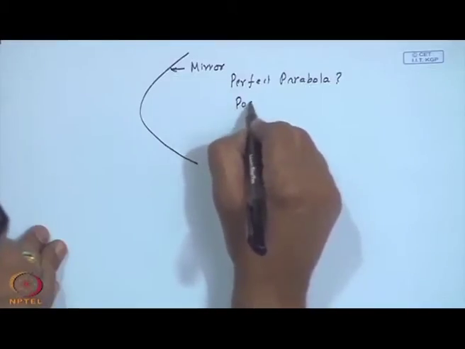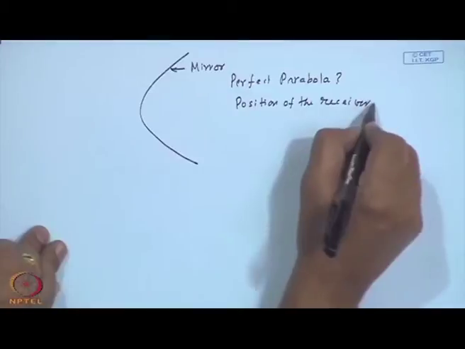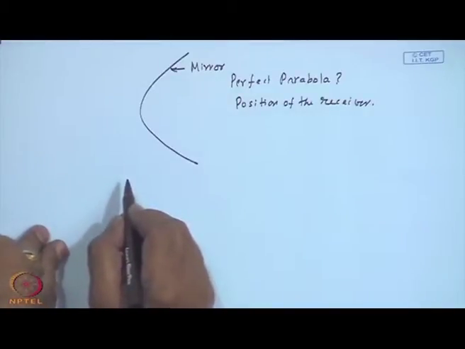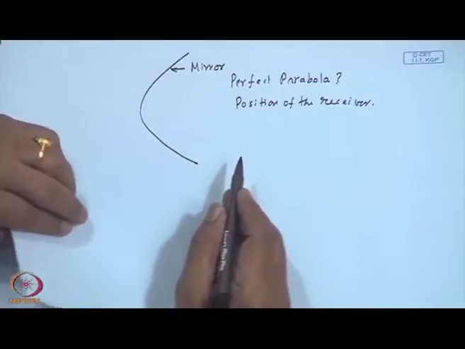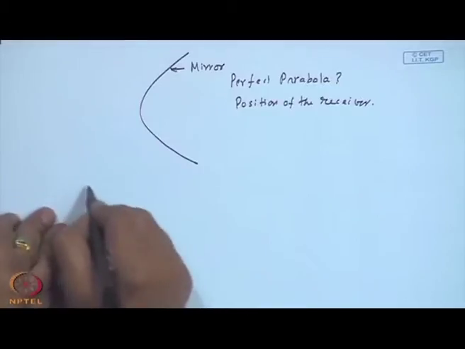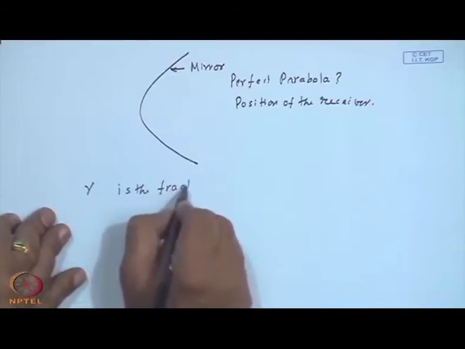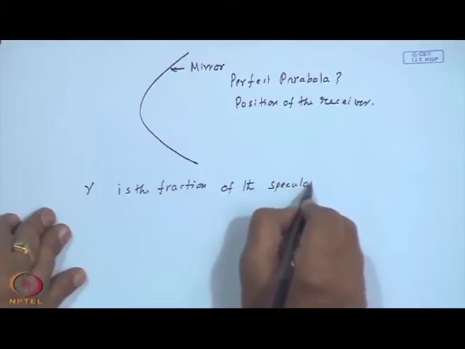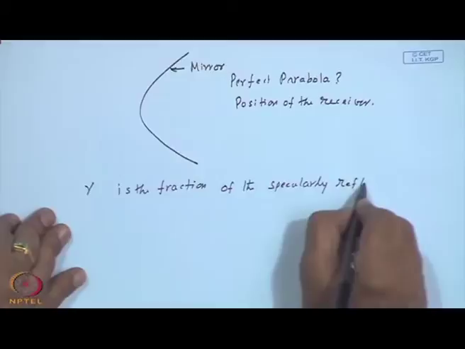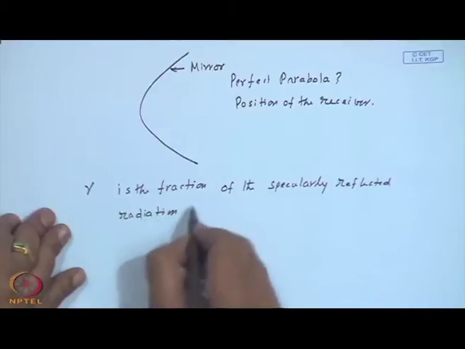Then the position of the receiver itself, there may be imperfection, but most of it is due to the tracking not being perfect and this manufacturing of a large reflecting surface may not be following exactly the parabola that optics requires. So, you may define that gamma, the interceptance factor, is the fraction of the specularly reflected radiation intercepted by the receiver tube.